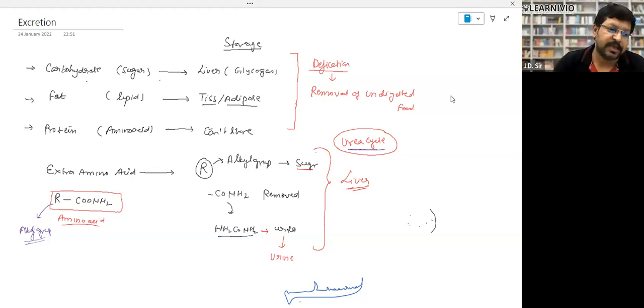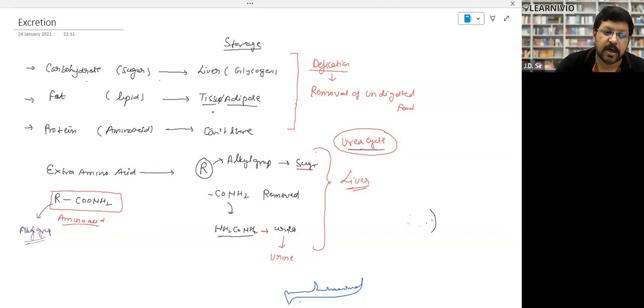The second thing is fat. We require fat for the daily need of our body. Fat means lipid. If you eat extra fat than you require for your body, what happens? The extra fat which you eat will be stored in adipose tissue, right? So the tissue's name is the adipose tissue.